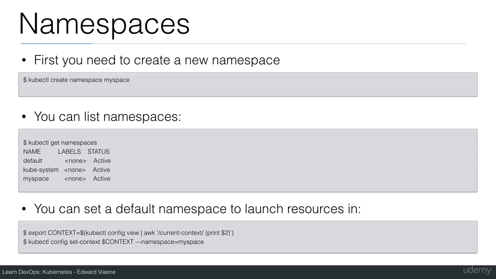If you want to set that namespace as a default, so that when you launch new resources, those will not be launched in default, but in myspace, you can use those two lines. First, you need to get the context with this command. Then you can change the context and you can specify that you want the namespace myspace used in the config.